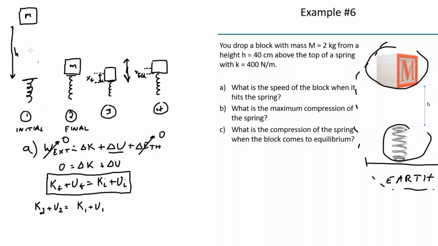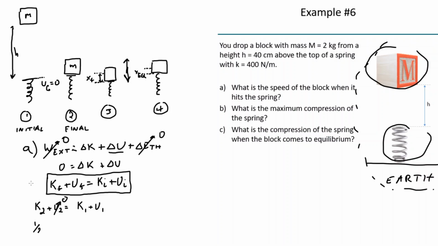All right. Now, what we can say is that let's go ahead and call this uncompressed position of the spring, let's also call it the 0 point of gravitational potential energy. Remember, we can say the gravitational potential energy is 0 wherever we want. Here we're going to call that the same as the 0 point of spring potential energy. So that means that position 2, when the block hits the spring, the final potential energy here is just 0. There's no gravitational and no spring potential energy.